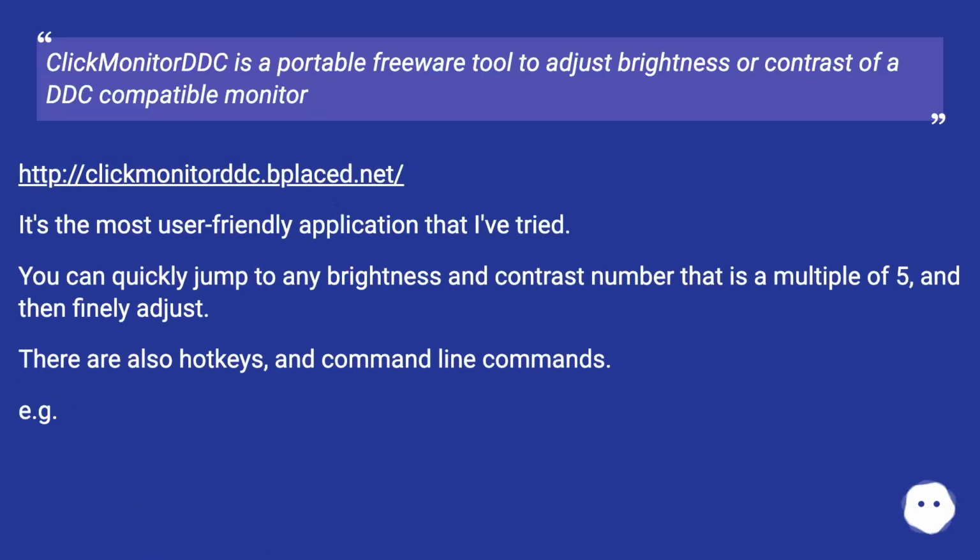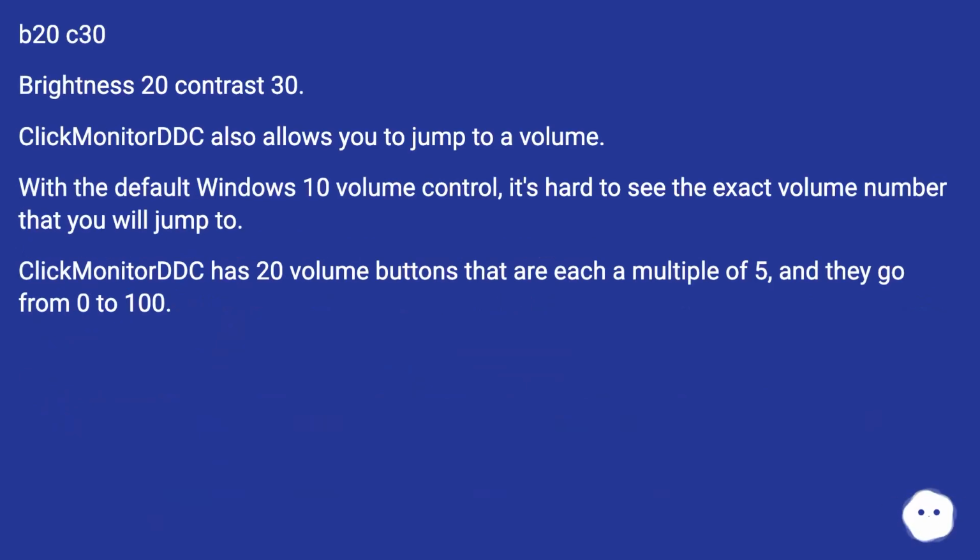Click Monitor is a portable freeware tool to adjust brightness or contrast of a DDC-compatible monitor. This URL. It's the most user-friendly application that I've tried. You can quickly jump to any brightness and contrast number that is a multiple of 5, and then finally adjust. There are also hotkeys and command line commands, e.g. B20C30, brightness 20, contrast 30.